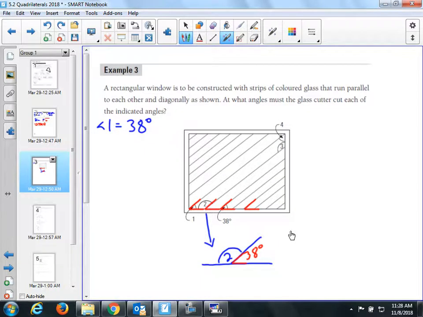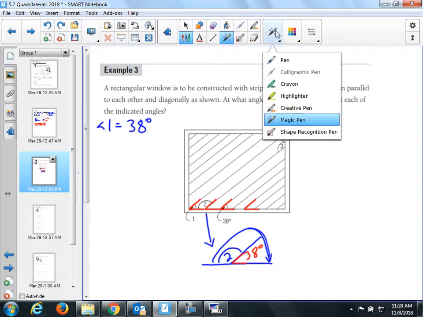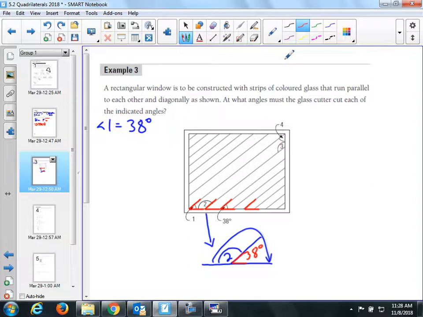Oh, 180 degrees from here to here. Here to here is 180 degrees. So we can use that fact to figure out angle 2. Angle 2 must be 180 degrees subtracting the 38 degrees. So angle 2, doing some arithmetic in my head, 142 degrees.